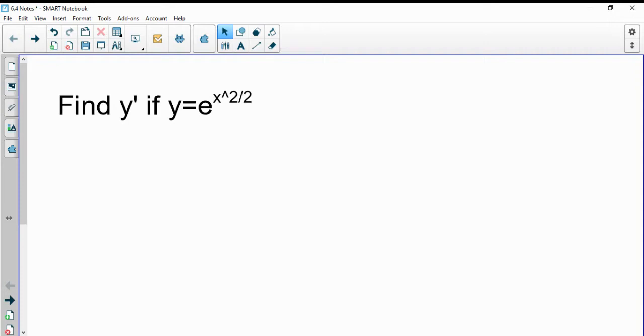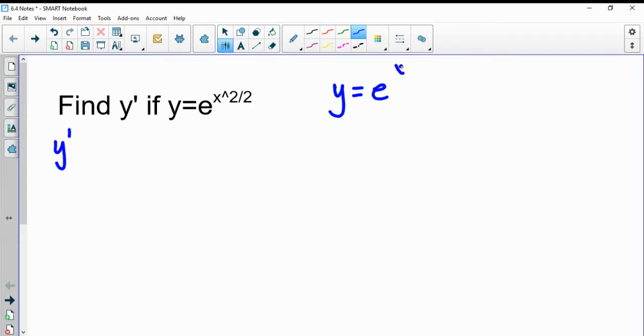We're going to start our next section. And before I tell you what it's called, we're going to do a little practice with derivatives just so we remember. So I have this little problem right here. We want to know the derivative if our equation is y equals e to the x squared over 2.